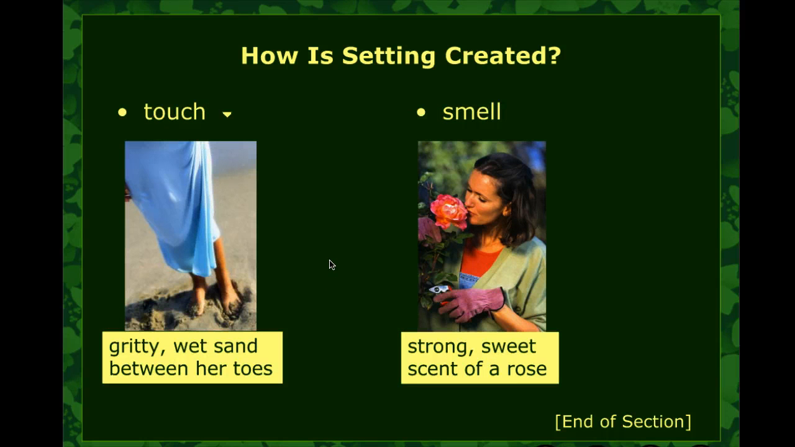Touch and smell are also two ways that setting is created. The gritty wet sand between her toes, the strong sweet scent of a rose. The five senses are really important in creating settings, so pay attention to those as we read stories.